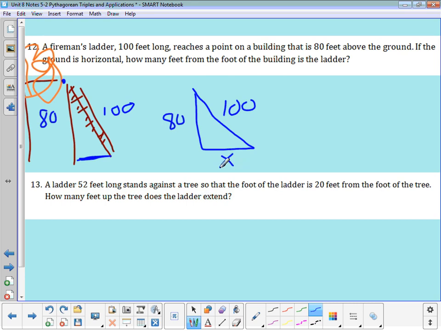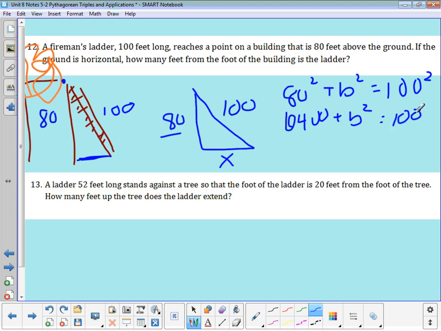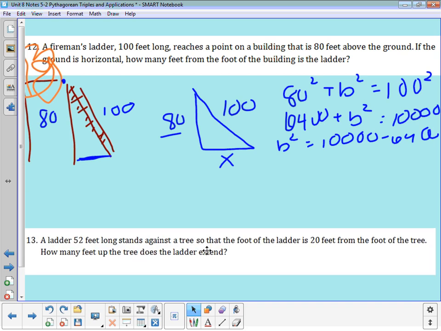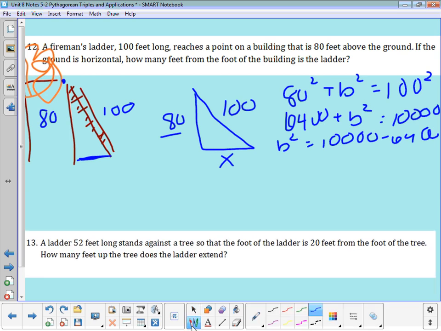So we're going to go ahead and plug that into the Pythagorean theorem. So 80 is going to be my A, and then I don't know B, and then my C is 100. So 80 squared gives me 6,400, plus B squared is equal to 10,000. So now to get B squared, I'm going to subtract 6,400 from 10,000. And when we do that, we end up getting that B squared is equal to 3,600.